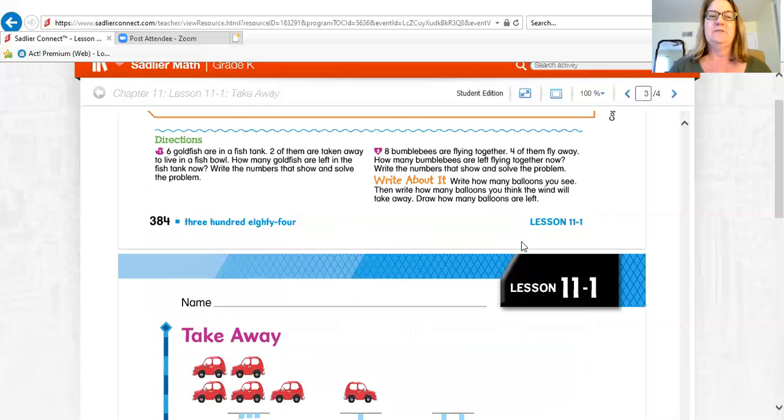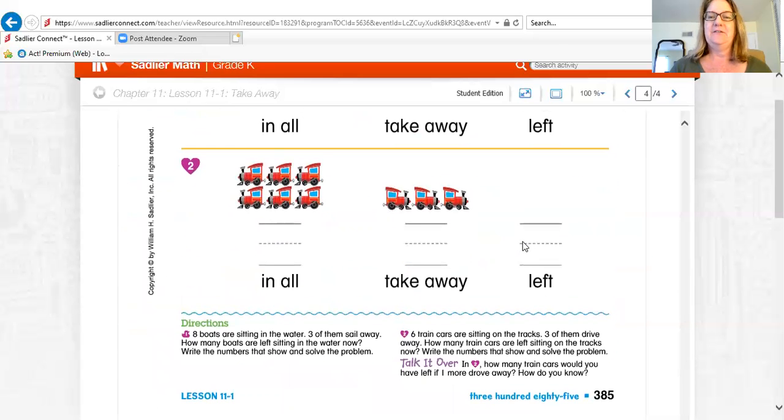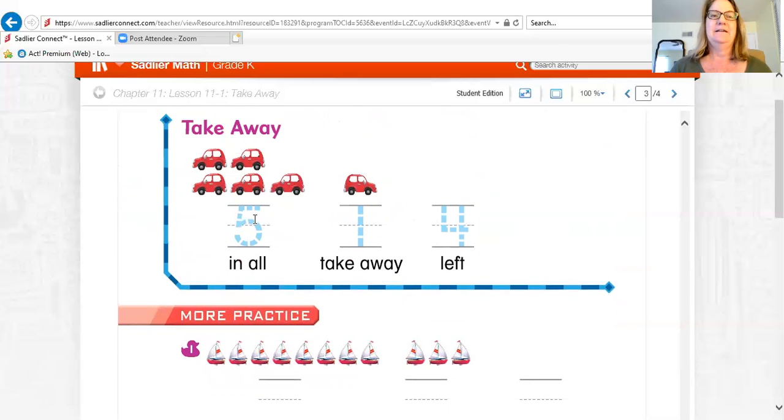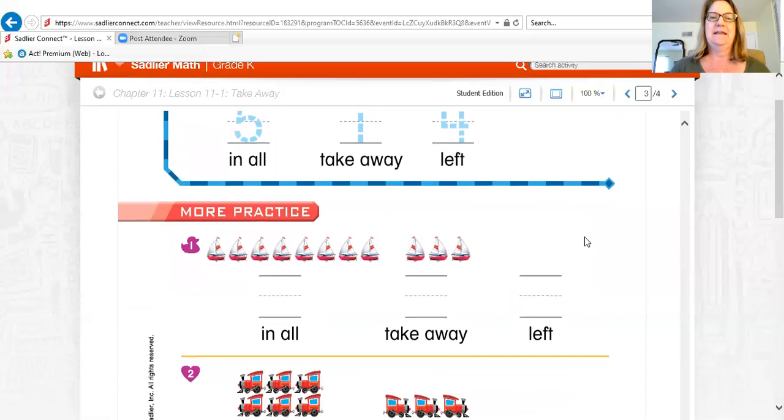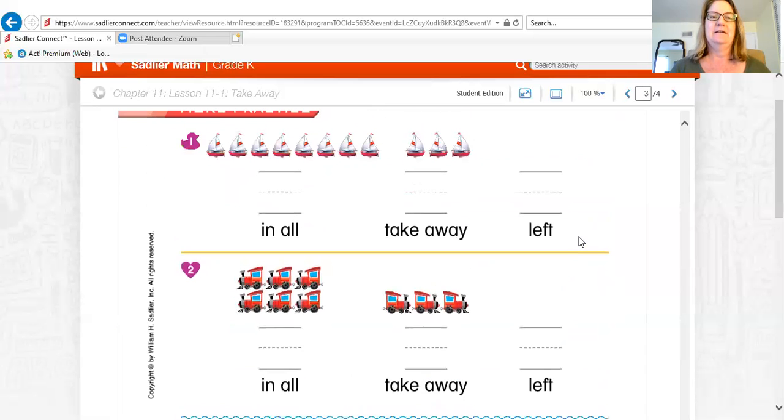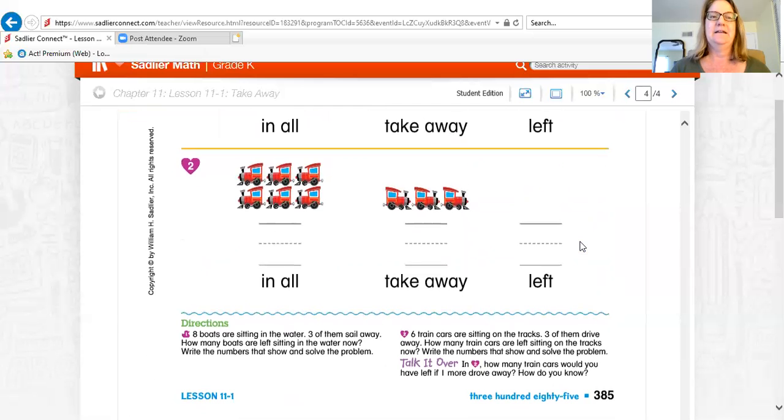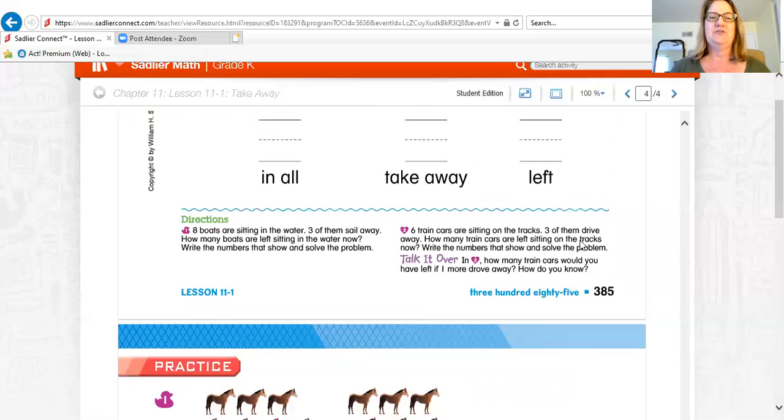And then what you'll do on your own is the next page, 385. Here's our practice. Remembering the in all, take away, left. And you'll have duck number 1, heart number 2.